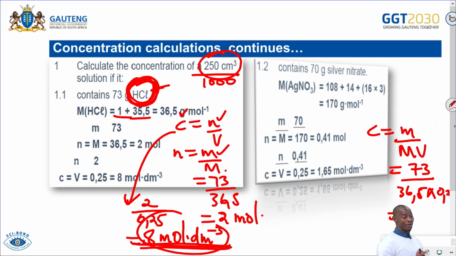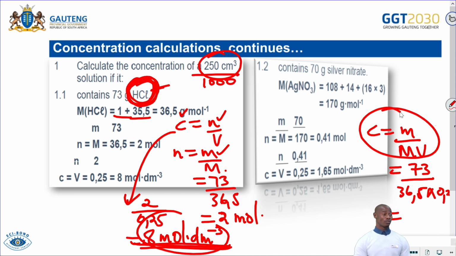So this is another method, right? But it doesn't matter, you will get the same marks whether you use this method or that other method. So here is just the combination of the two equations, C equals n over V and n equals mass over molar mass. So we are still getting 8 here, mole per cubic decimeter. All right. So these are the two methods that you can use to calculate the concentration of a solution.